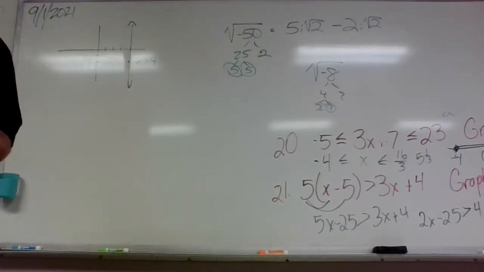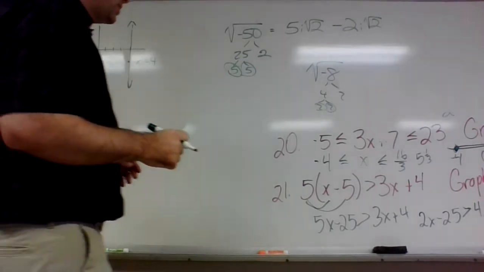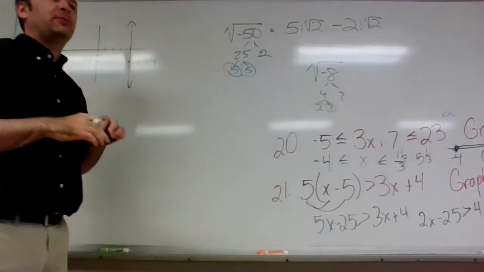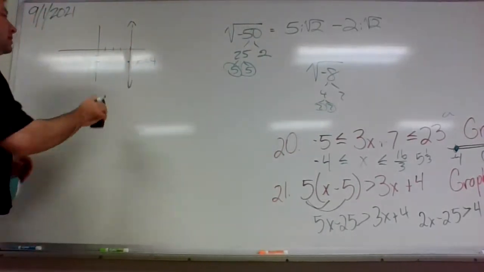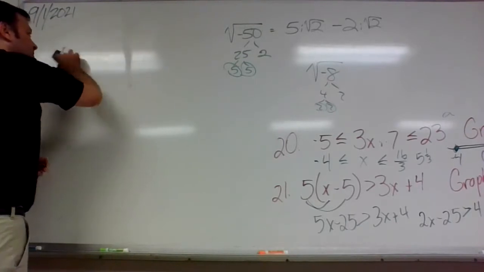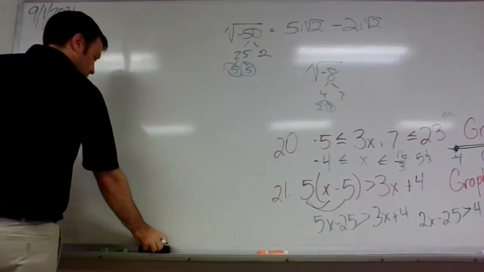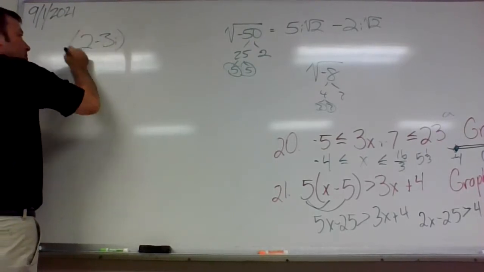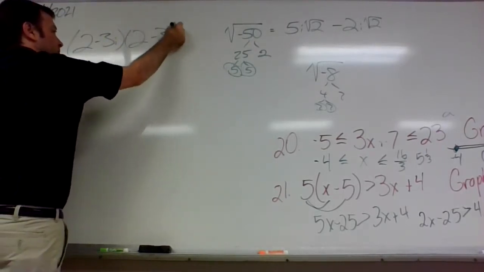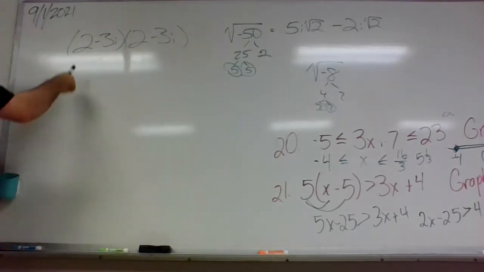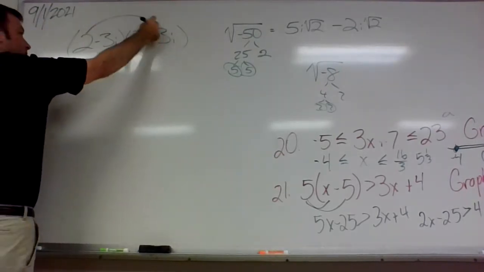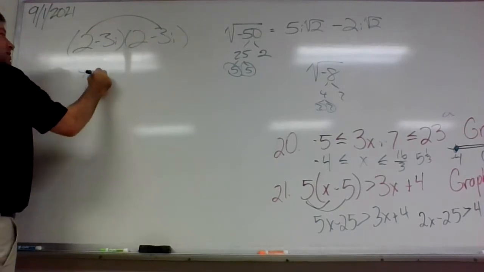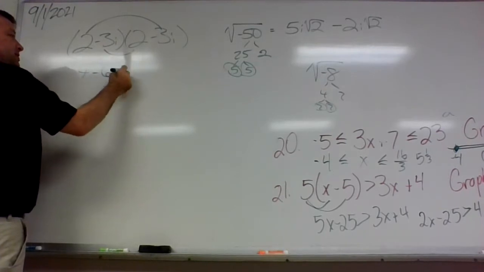Okay, on 13, (2 plus 3i) squared, what kind of problem is that? FOIL. What happens when you get i times i? I squared, which is negative. What would the first be here? 4. 2 times 2 is 4. Outside, plus 6i. Inside, plus 6i.